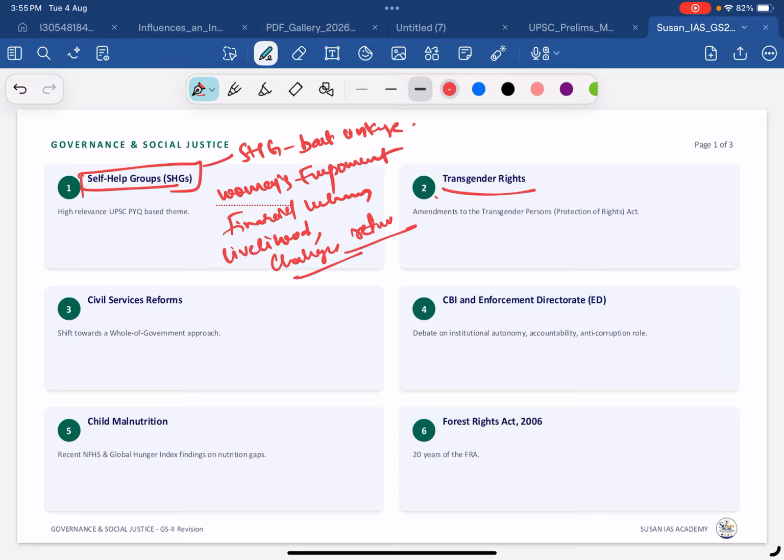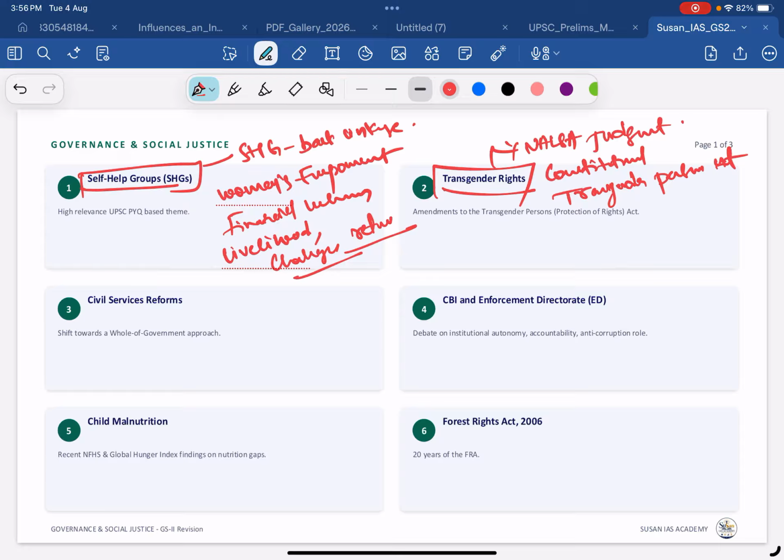And also transgender rights, the NALSA judgment is very important in this. Okay. And constitutional rights, what are the constitutional rights of transgenders? And the Transgender Persons Act. And what are the discriminations faced by transgenders in society? And education, employment, their health care and implementation gaps. One should also refer to implementation gaps.